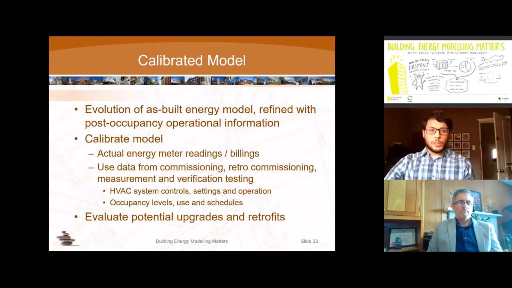The next stage would be a calibrated model. So this is an evolution of the as-built model. It's refined with post-occupancy operational information. And to calibrate an energy model, we use a variety of information sources. So energy meter readings and billings, or perhaps data from commissioning, retro-commissioning, or measurement and verification activities. And this might include HVAC system controls, settings, or particular operation, or information on the occupancy levels, the specific types of use, and actual occupancy schedules. And we can use these calibrated models to evaluate potential upgrades and retrofits with a greater degree of accuracy.